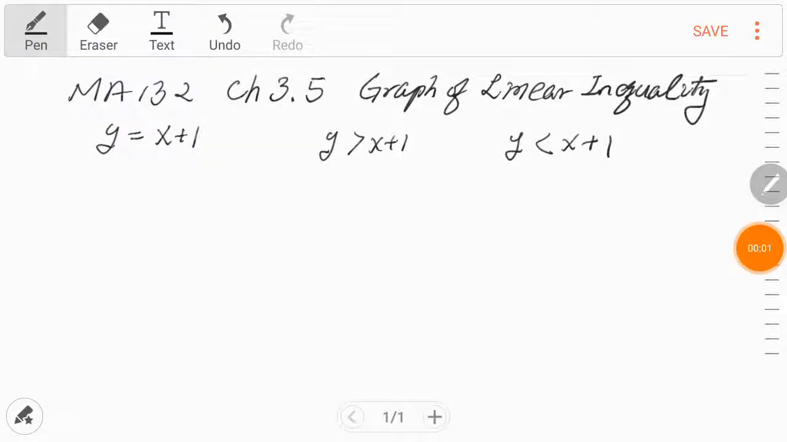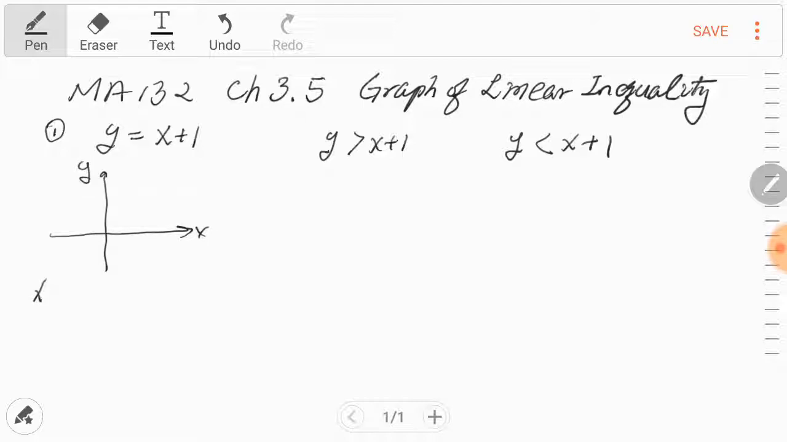In this section, we will learn how to graph a linear inequality. Before we sketch a graph of a linear inequality, let's check the graph of a linear equation, y equals x plus 1. How do you graph this one? We find the x-intercept and the y-intercept, or any 2 points is fine.